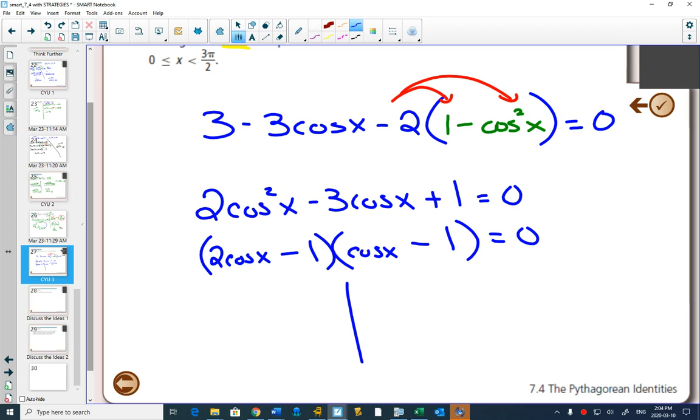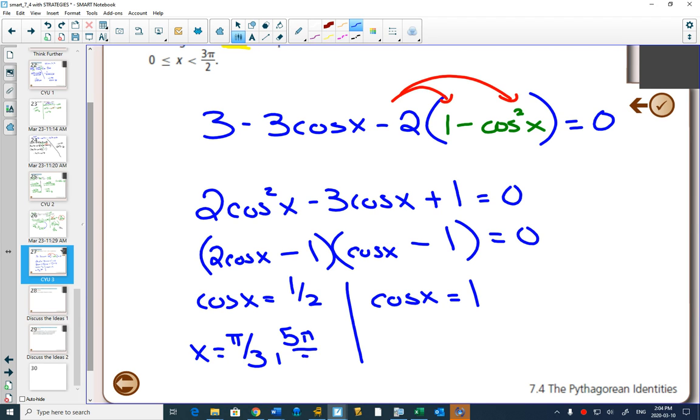So now we can split it. Either cos x equals positive 1/2 or cos x equals 1. When is cos x 1/2? Pi over 3 family, quadrant 1 and quadrant 4. When is cos x equal to 1? The axis family, in particular, at 0 and 2 pi, right?